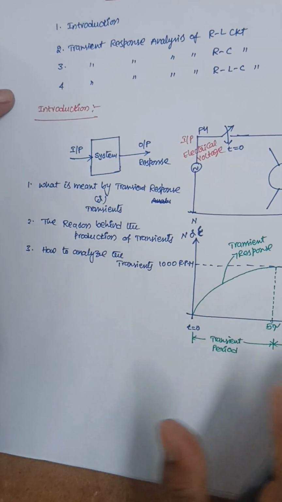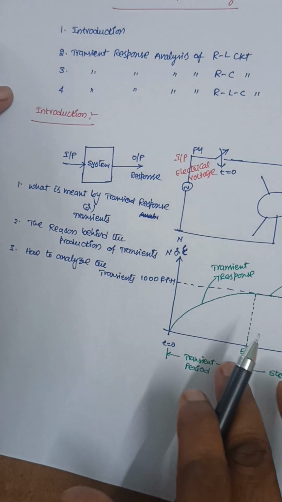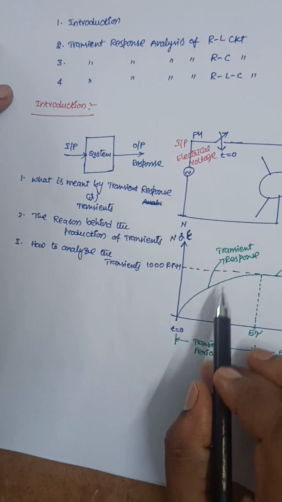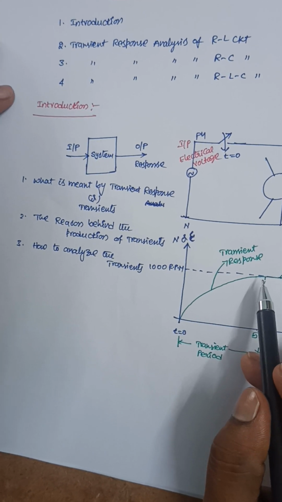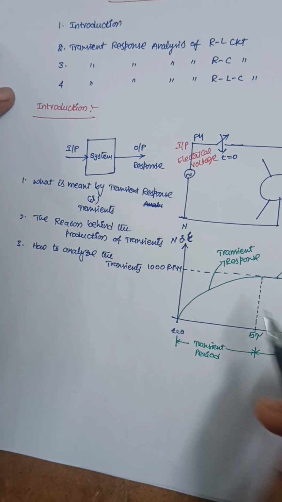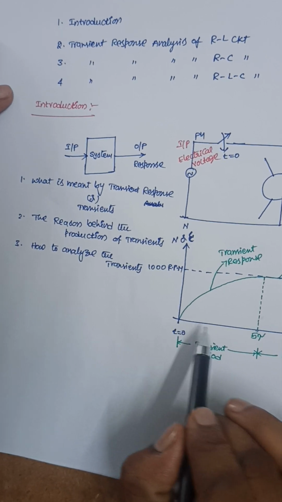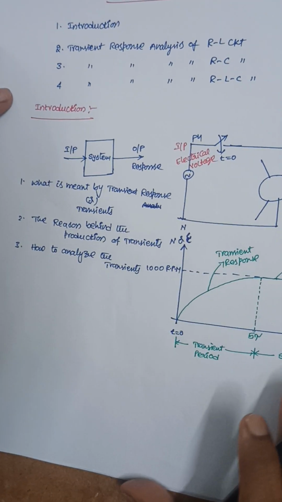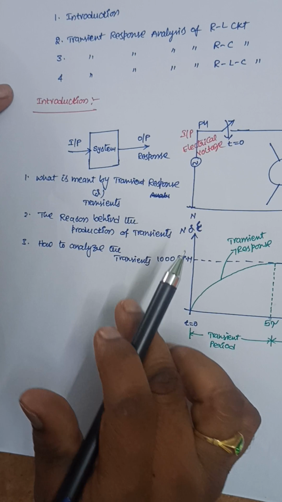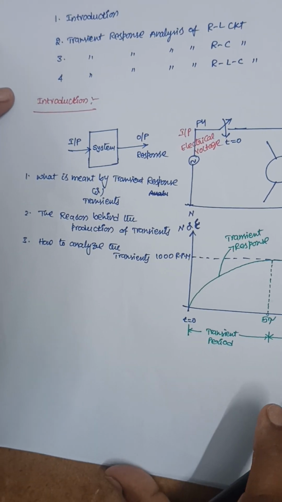So the transients, or what is meant by transient response, just now I explained here with a practical example. Transient response is a response which will exist during the initial period after switching action is done. Next, the reason behind the production of the transients.